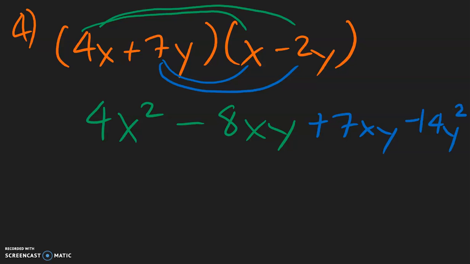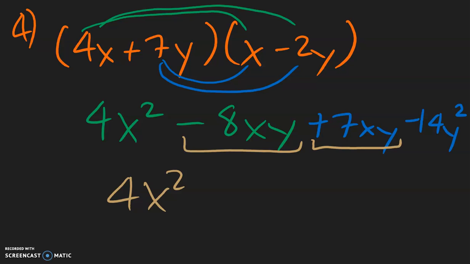Now combining like terms, we have the 4x squared. These two can go together. Negative 8 plus 7 because they both have the xy. So negative 8 plus 7 is negative 1xy. And then we have the negative 14y squared.